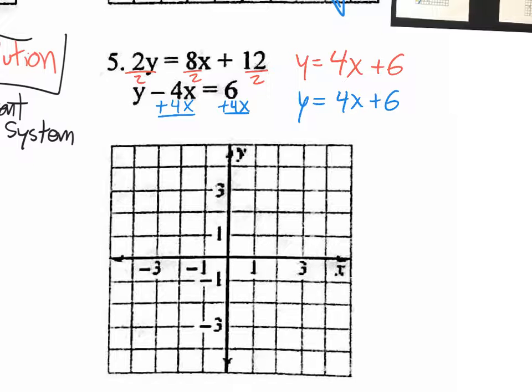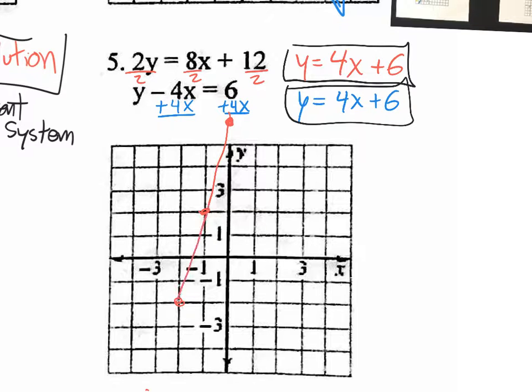Ladies and gentlemen, do I even need to graph this? Why not? They're both the same exact line, right? Y equals 4x plus 6 and y equals 4x plus 6. If I were to graph it, okay, well 6 is off the graph. And then if I go up 4 over 1, or the opposite way, down 4 over 1, then down 4 over 1 again. So here's my red line. And then if I were to graph the blue line, it's going to be the same exact line.